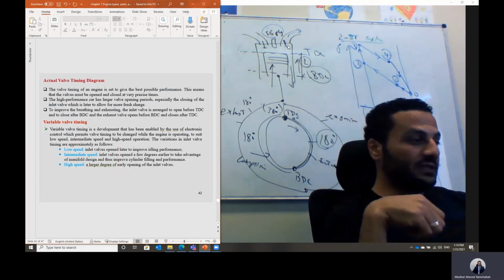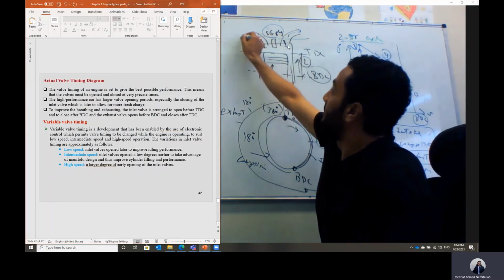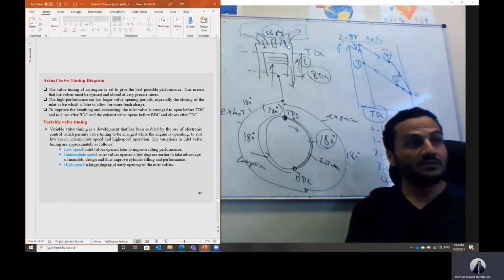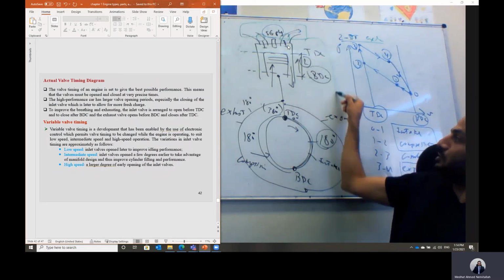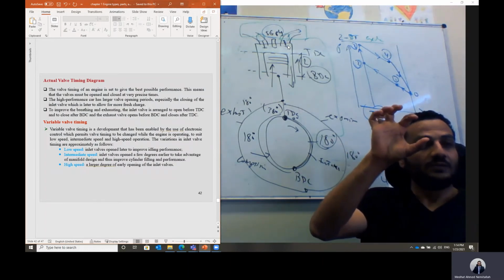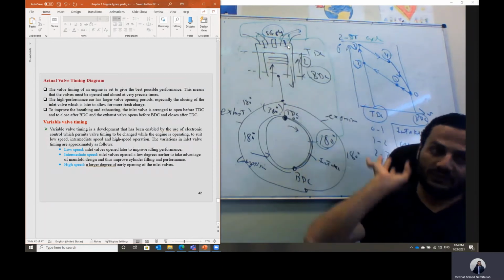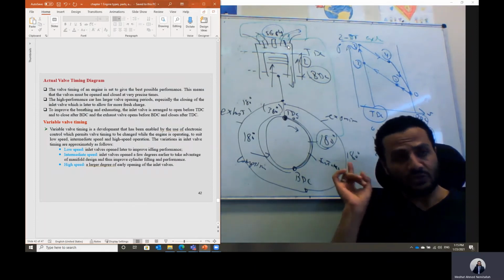But actually, those intake and the exhaust valve, they are just connected to the camshaft. Here we have the camshaft and we have the cam which operates the intake and the exhaust valve. And this camshaft is connected to the crankshaft, which is running at half speed of the crankshaft. And we have fixed cam design. So that means the time for opening the intake valve and the exhaust valve will be fixed. We cannot change it depending on the load, depending on the engine speed.